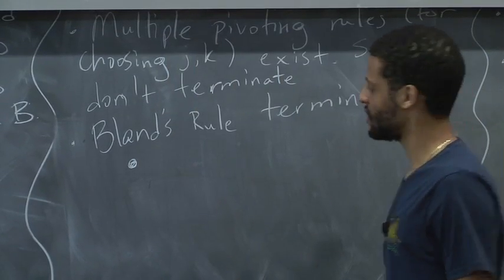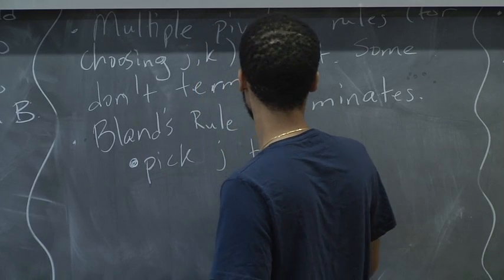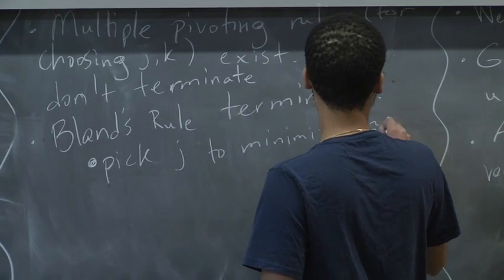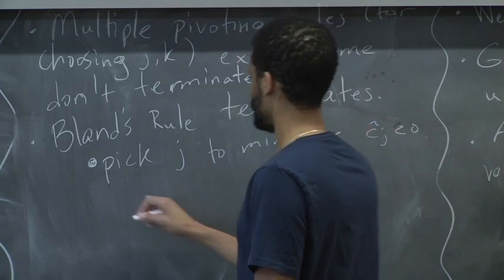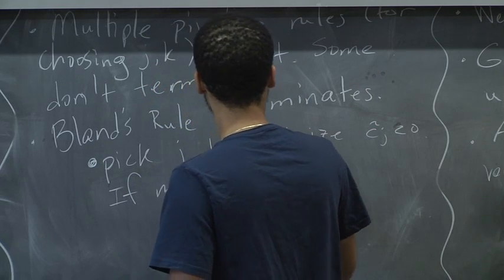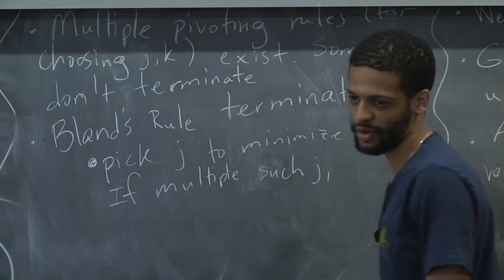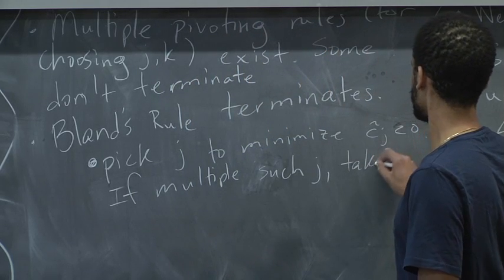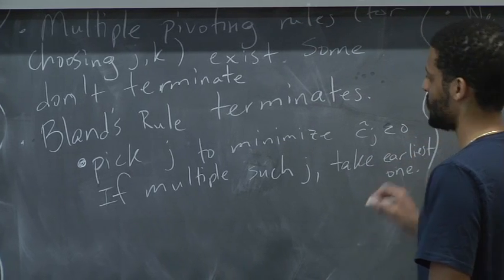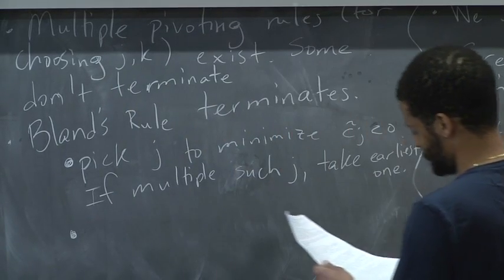Okay. Pick j to minimize, with c tilde j less than 0. If multiple such j exist, then you take the first one. Okay, now what do you do about choosing k?